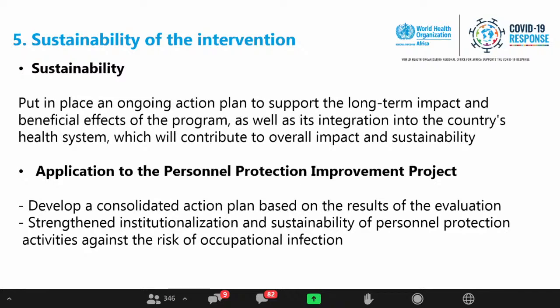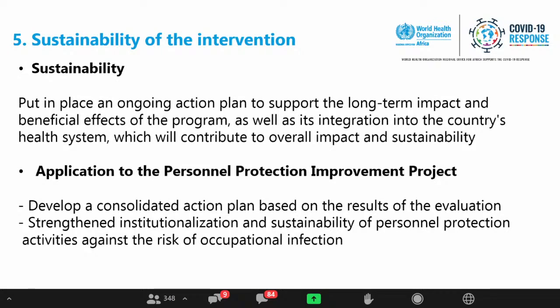Step 5 is for sustainability of the intervention. The general recommendation from WHO is to put in place an ongoing action plan to support the long-term impact and beneficial effect of the program, as well as integration into the country's health system, which will contribute to overall impact and sustainability in your country. And how to apply it to personal protection?